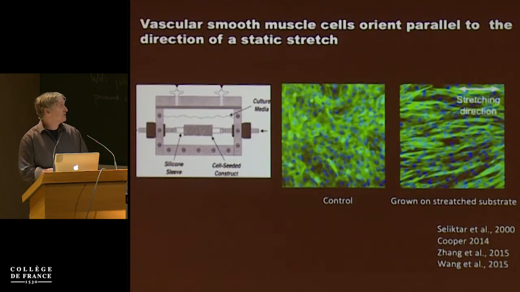So if you plate smooth muscle cells on a rubber sheet and then just pull on them, the cells will line up in the direction that they're stretched. And this is a subset of the publications. There are many more than that. So if you had a situation where the tissue itself was being stretched, that would give you an orientation that the cells might be able to use.